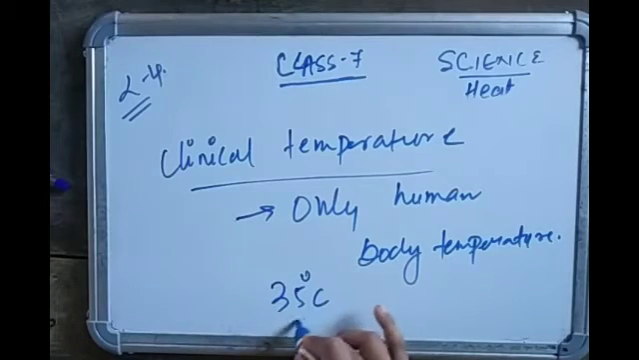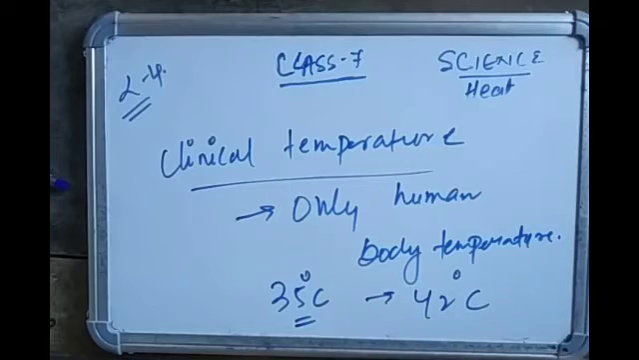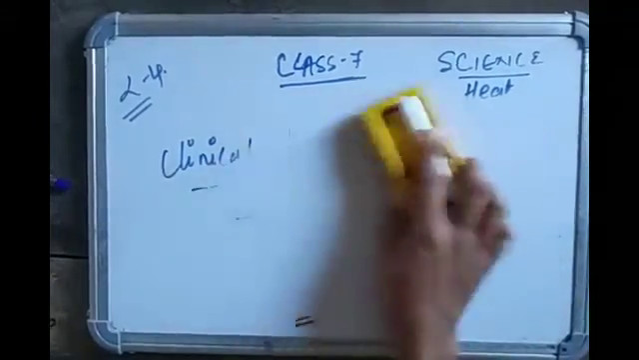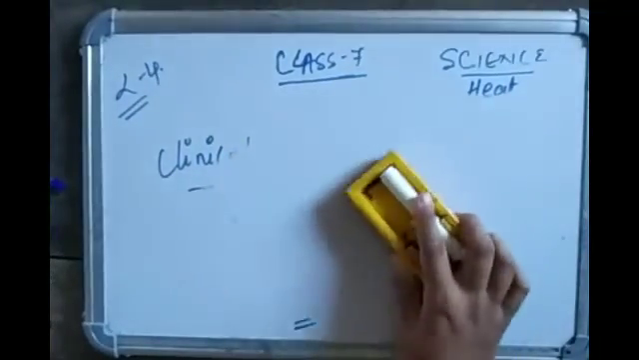The human body temperature stays within a range of 35 to 42. This is the reason that this thermometer has a range of 35 to 42 degrees Celsius. Also avoid keeping the thermometer in the sun or near a flame. It may break.